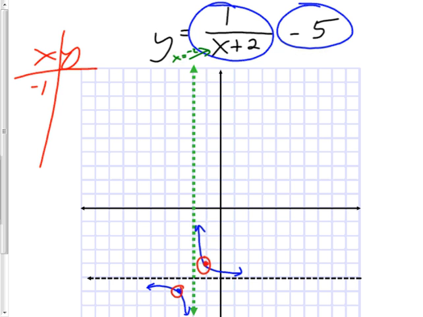If I put in -1 right here, let's see if it actually works. -1 makes this part equal 1. 1 over 1 is 1. 1 minus 5 is -4. Sweet. It's working. I'm going to pause for a second.